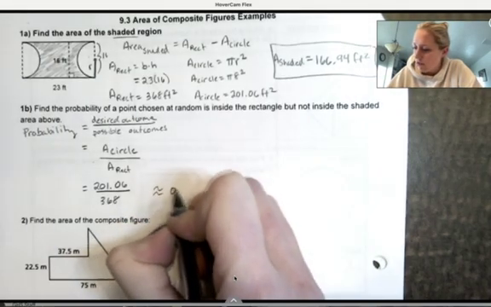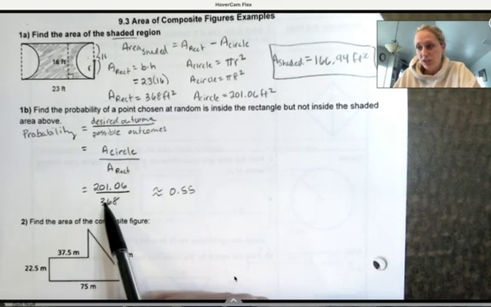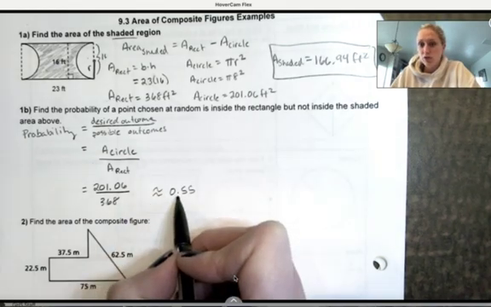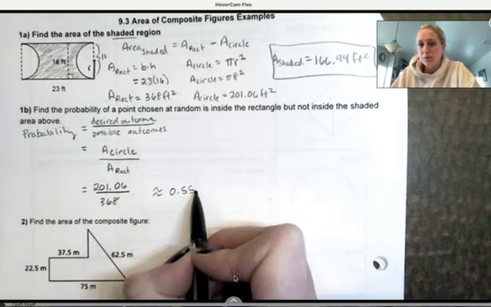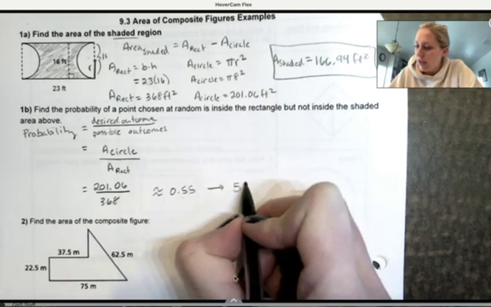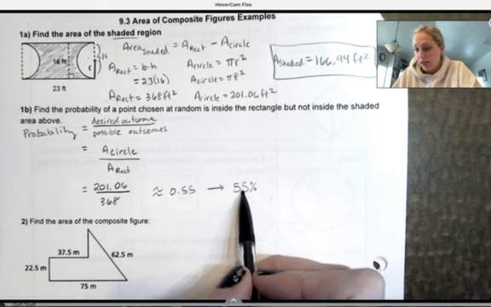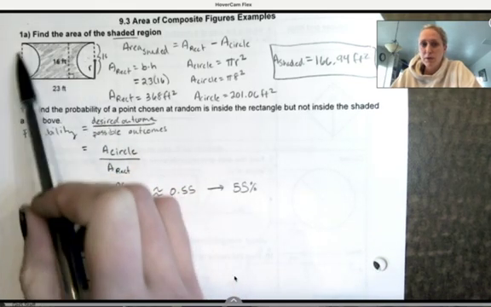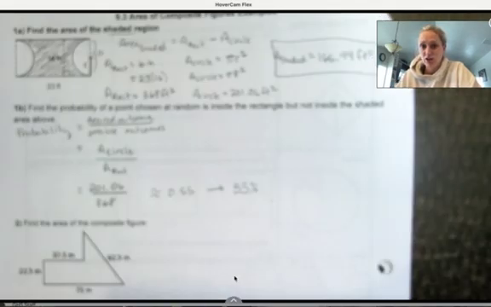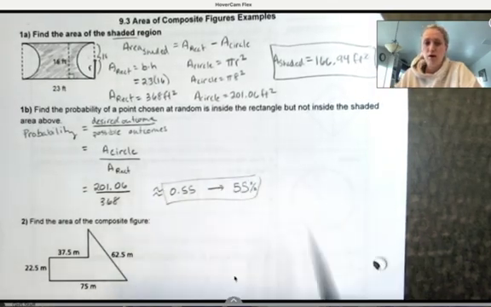So that's approximately 0.55. Probability you can present as a fraction, as a decimal, or as a percent. If you want to change it to a percent, you just move the decimal 2 places to the right. So we could say there is a 55% chance that if I randomly pick any point in the rectangle, it's going to land not in the shaded region, okay? So either of these is fine, 0.55 or 55%.